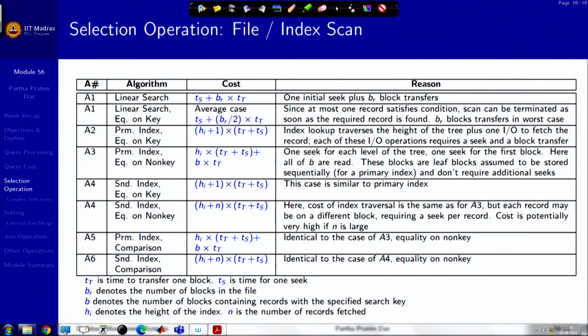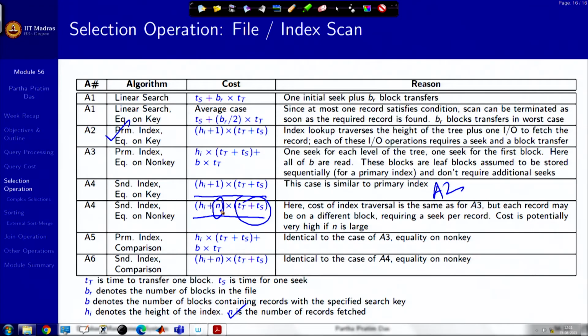If you have a secondary index on the key, it is same like A2, of course, because it is an index anyway. If you have a secondary index on a non key, then your cost will depend on how many records you are actually fetching, because it is a non key. So, it is distributed everywhere. So, it is hi plus n, and this will make naturally the cost very, very high if n is large. You can see that because you are having to multiply for each record, you will eventually might have a transfer and seek cost.